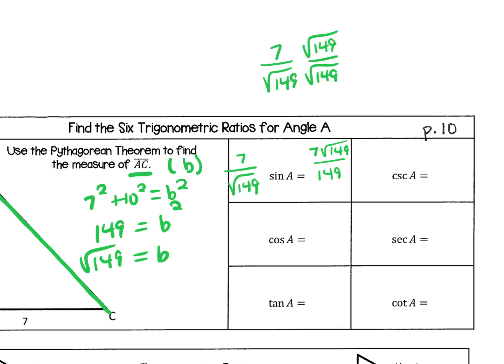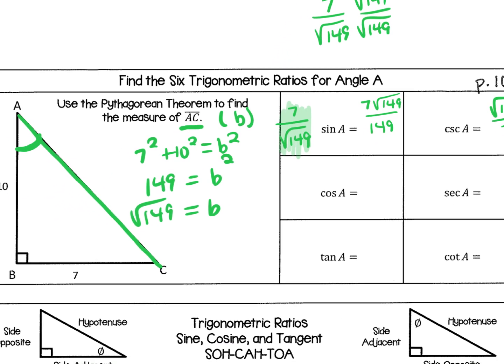Now, here's the beauty of reciprocals. To list the ratio for the cosecant, I want to look at this ratio and I just want to flip that. Because if I try to flip the final answer for my sine, then I've got another radical in there and that's messy. So for cosecant, it's just the square root of 149 over 7.